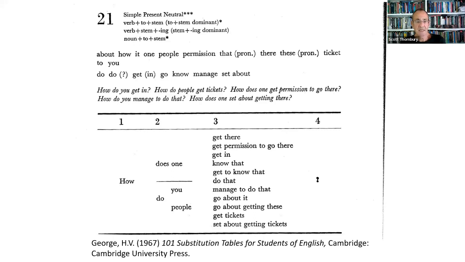How does one get that? How do you know that? How do people go about it? How does one get tickets? And so on. So you can see this very simple format generates a lot of sentences.